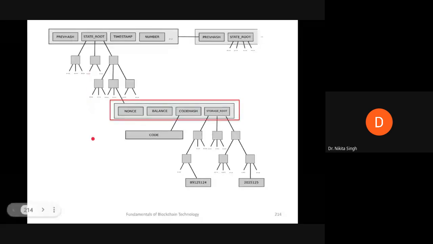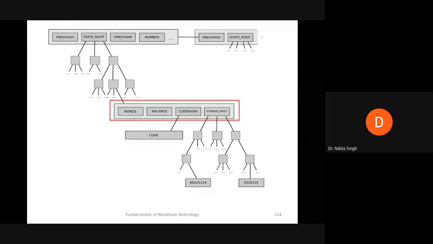So I think we'll stop here and we'll discuss this again, the three roots, the state, the storage, and the transaction root, to make it more clear. And then we'll move on to the transactions. So I'll stop here. If you have any questions, please do ask. Otherwise, we'll take this up again in the next class because it needs a lot of explaining.